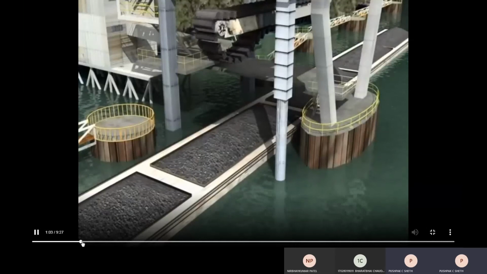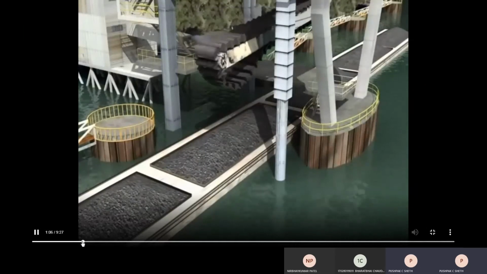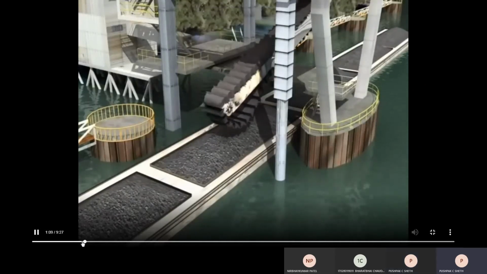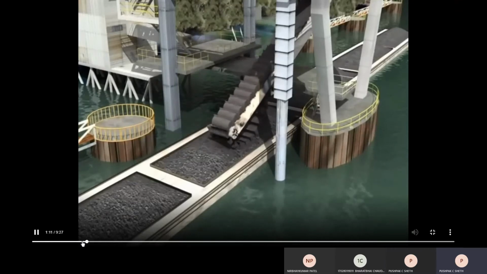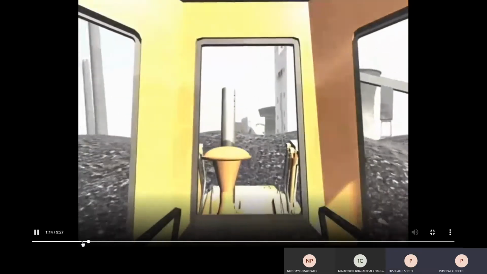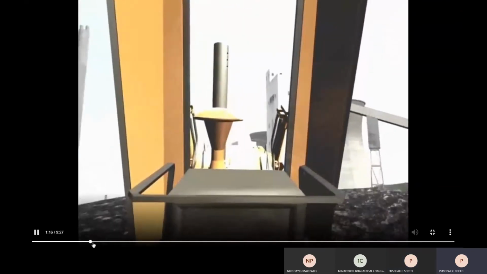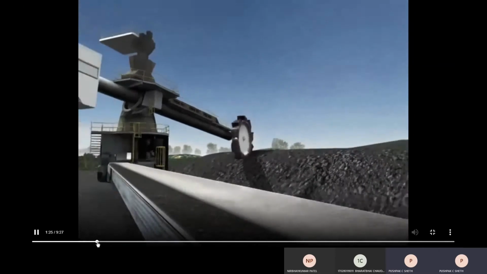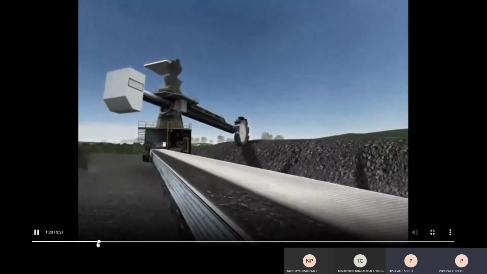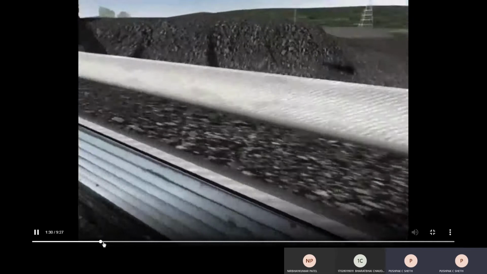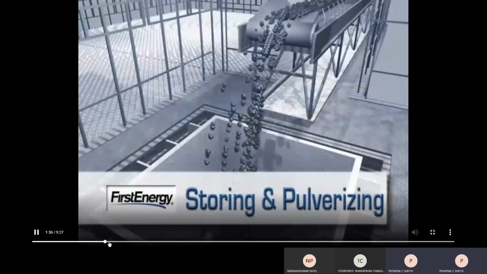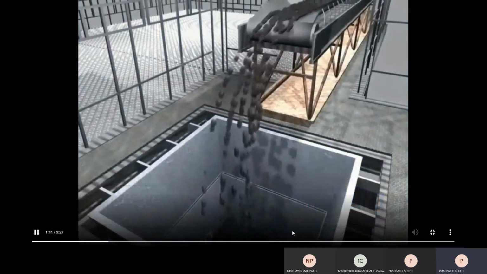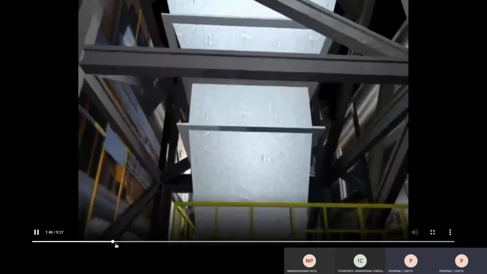First of all, this coal is coming over there, then it is supplied to the coal yard. From the coal yard, it is being picked and is sent to the pulverizer, as we have seen in earlier videos also, where it is getting pulverized. See, this is storing and pulverizing. It is being stored and pulverized, and then it is sent to the boiler for the combustion.